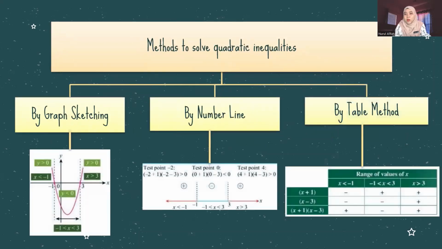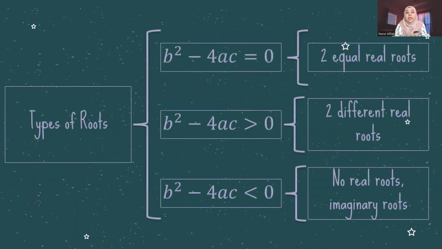Next, methods to solve quadratic inequalities. We have three: by graph sketching, by number line, by table method. Next, types of roots. We have three different types of root.